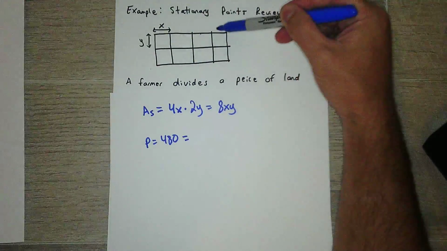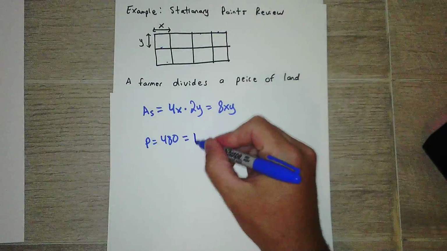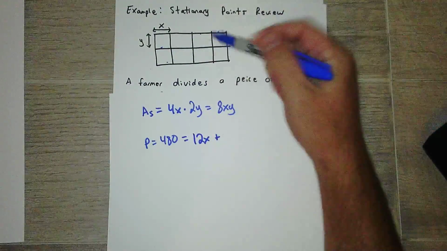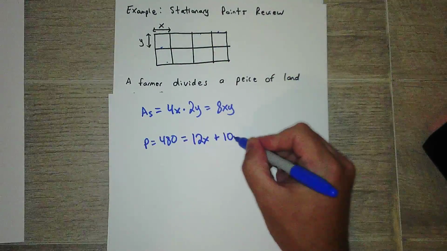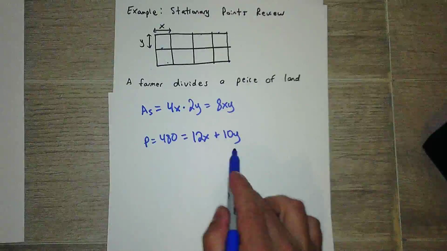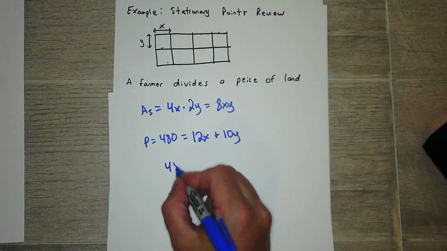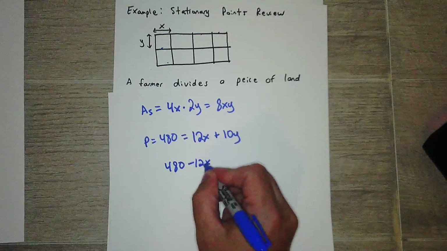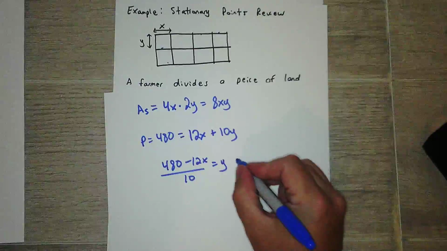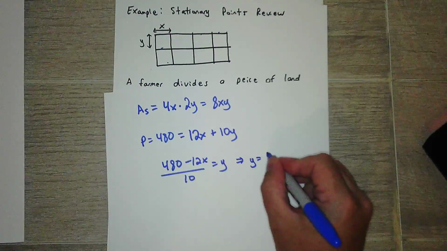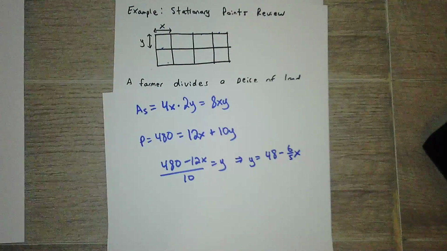Okay, so how many X's do we have? 1, 2, 3, 4, 5, 6, 7, 8, 9, 10, 11, 12. 12 X's. And how many Y's? 1, 2, 3, 4, 5, 6, 7, 8, 9, 10. 10 Y's. Okay, so we take this equation, solve for Y, and plug it back into here. So we get 480 minus 12X divided by 10 equals Y. So Y equals 48 minus 6/5 x.